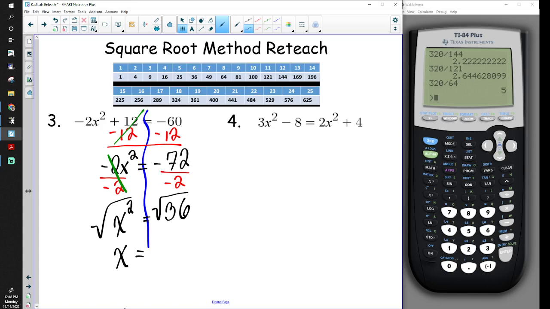And now remember from yesterday or a couple last week, what is the square root of 36? Positive or negative 6. We have that symbol, plus or minus, which means positive or negative 6. Oh, because it was a negative 72 divided by a negative 2, so that gave us a positive number. Good question. Okay, 1 to go.